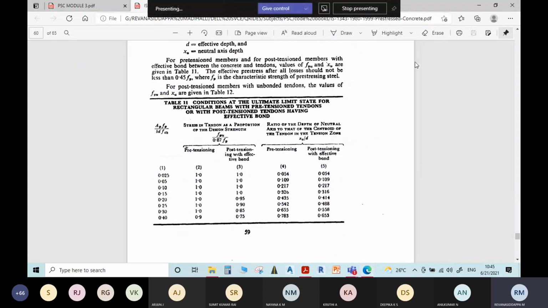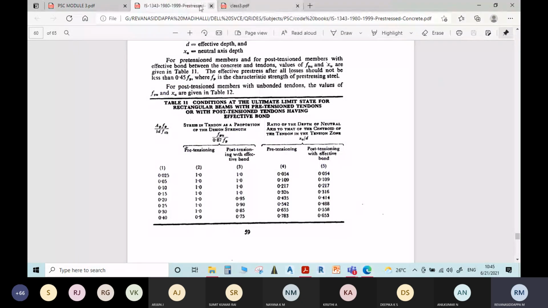So with this, Module 3 is over. I'll share this course material in your WhatsApp group as well as in MS Teams. All of you download and go through it. For your second internal, the syllabus will be up to here, up to Module 3.